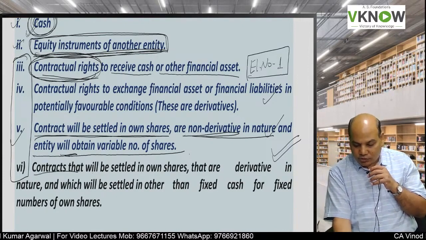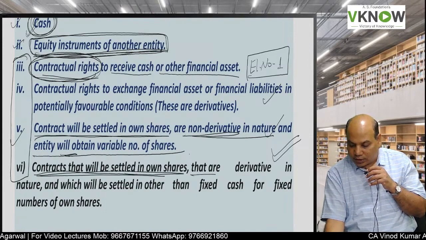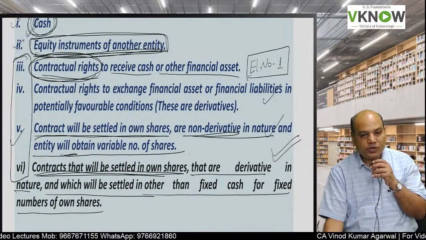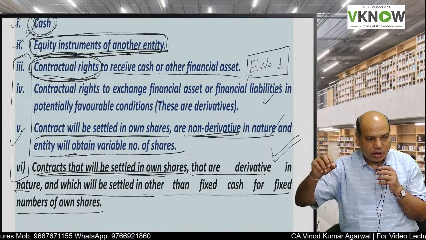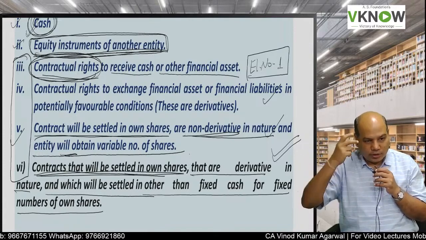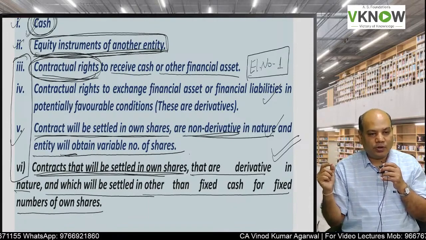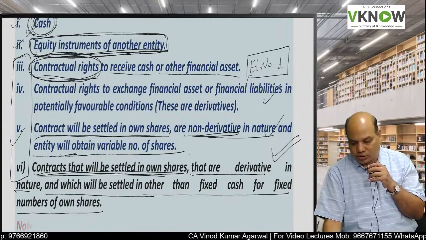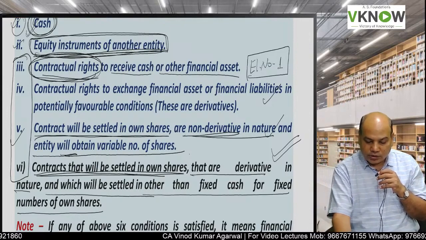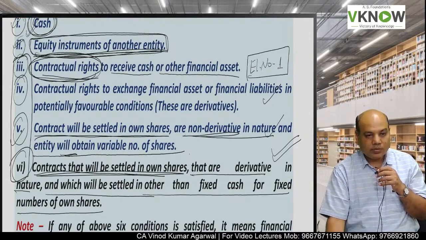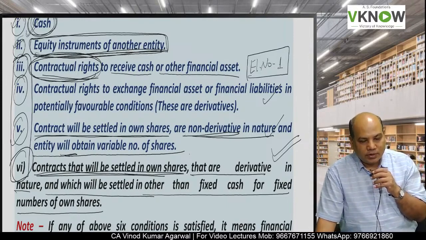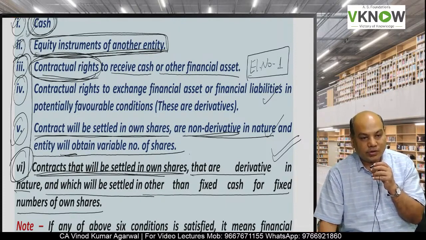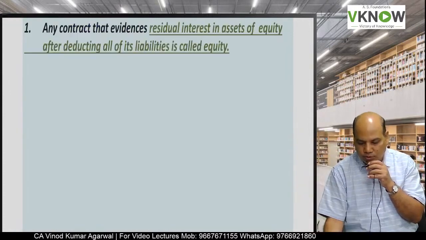And the last one is a contract that will be settled in own shares, that is derivative in nature and which will be settled in other than fixed cash for a fixed number of shares. So these are exactly reverse. The last one is a derivative contract which will be settled in a variable number of equity shares or variable cash, but not fixed cash against a fixed number of shares. If any of these 6 elements are present, then that contract will be a financial asset and the entity will apply IND AS 32 and IND AS 109 for accounting, measurement, recognition, and IND AS 107 for disclosure purpose.